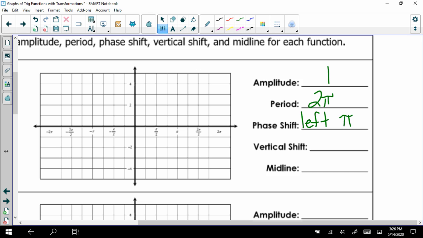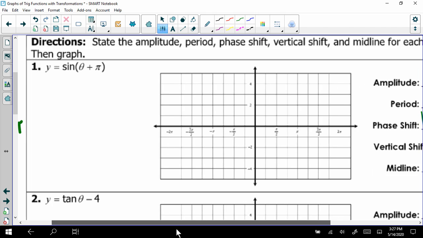And then our vertical shift is the D value. It's 0, which is the same as our parent function, so none. And then the midline did not get moved. These two go together. If there's no vertical shift, it's y equals 0. If you go up 3, it's y equals 3. If you go down 10, it's y equals negative 10. So those two go together.